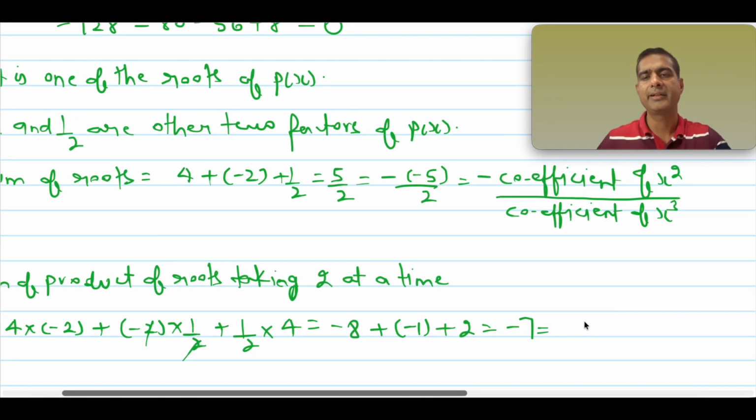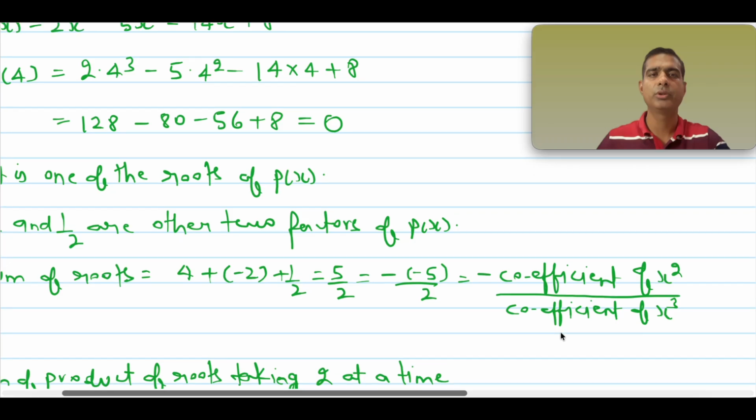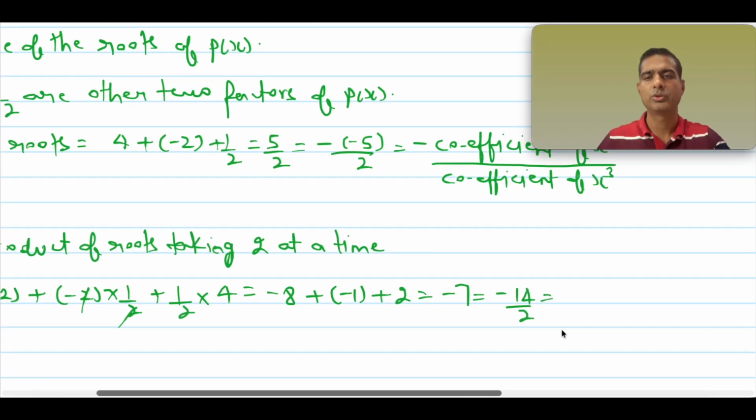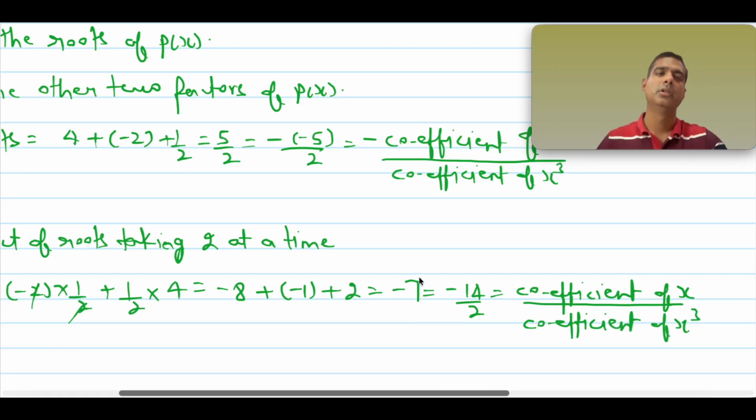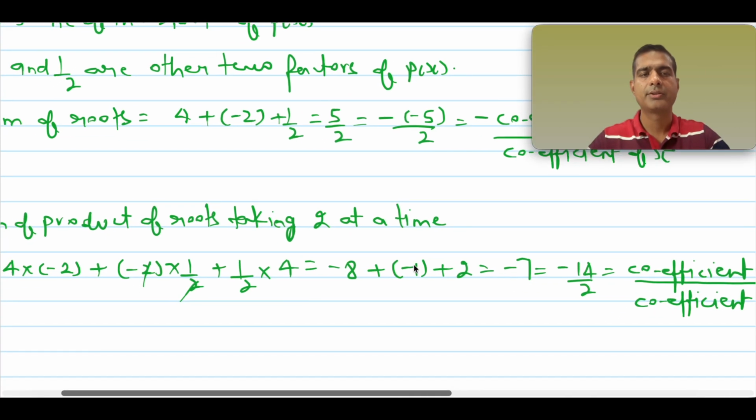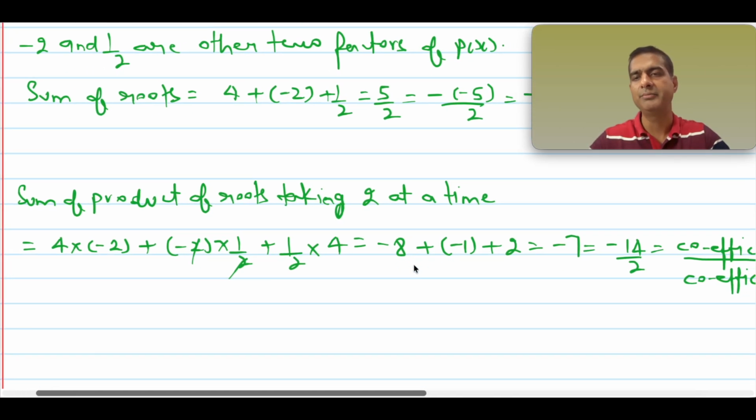So negative 7, I can write it as negative 14 divided by 2, and negative 14 was the coefficient of x. So I can write this as coefficient of x divided by coefficient of x cube. So students, we saw that the sum of the product of roots taking 2 at a time is given by coefficient of x divided by coefficient of x cube, and remember this is true for a cubic equation.